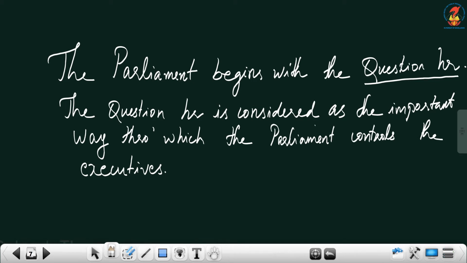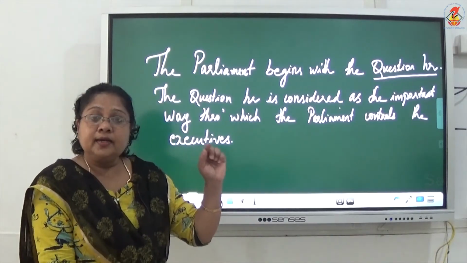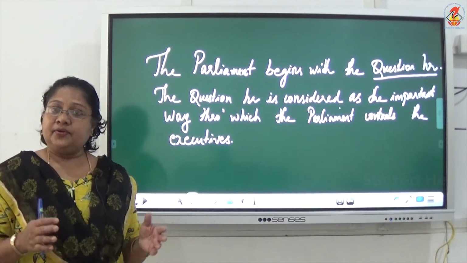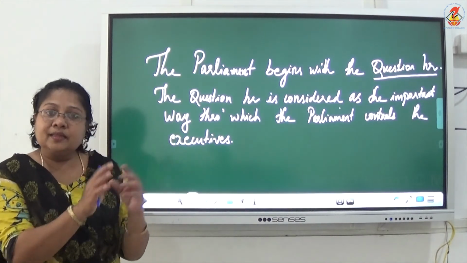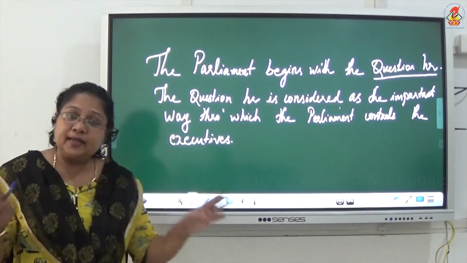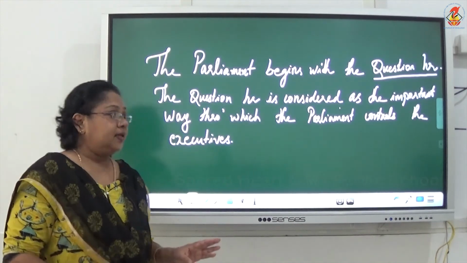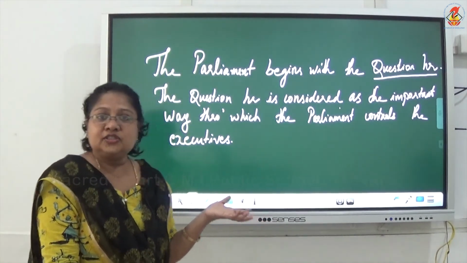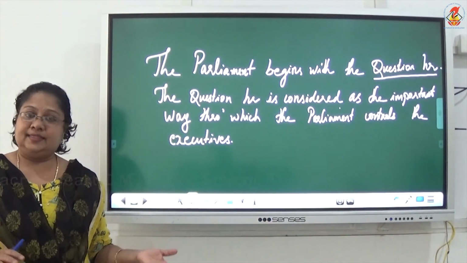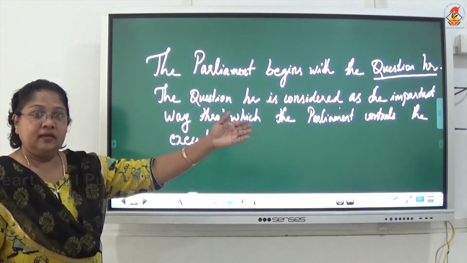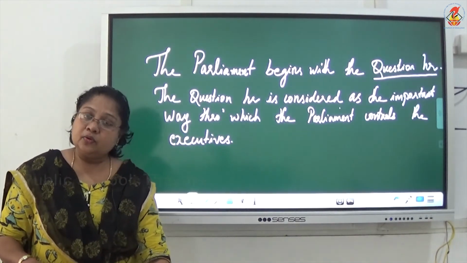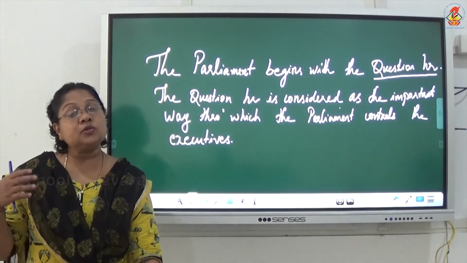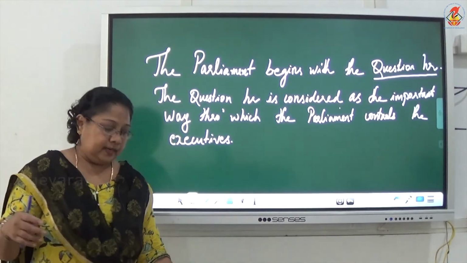The question hour is considered the most important way through which the parliament controls the executives. By asking questions or by pinpointing the defects, they are trying to correct the policies of the government. So question hour is very important in the functioning of a parliament. In the question hour they will inform the government about the functioning or the opinion of the people. So in this session of the parliament, they will control the government, guide the government and also inform the government about the people's opinion.